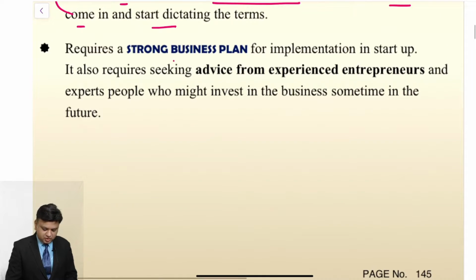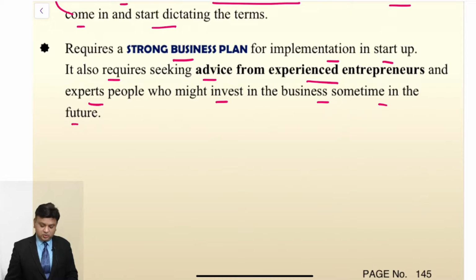It requires a strong business plan for implementation in a startup. It also requires seeking advice from experienced entrepreneurs and expert people who might invest in the business sometimes in the future.